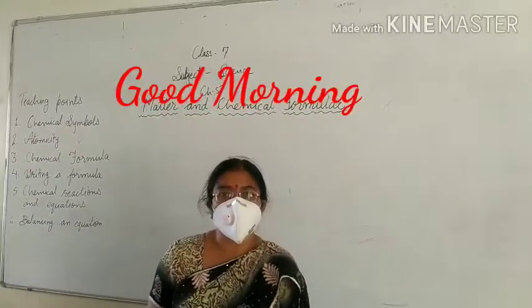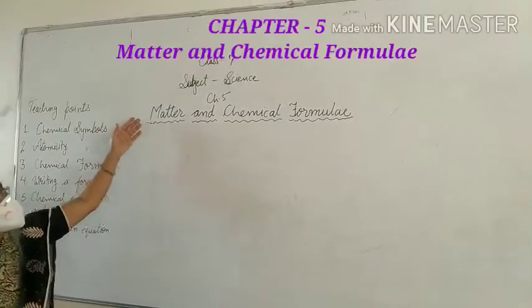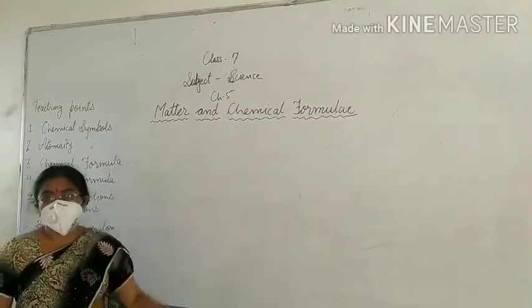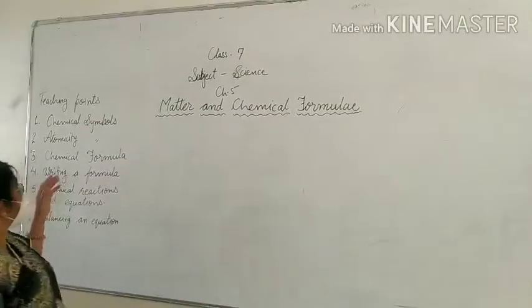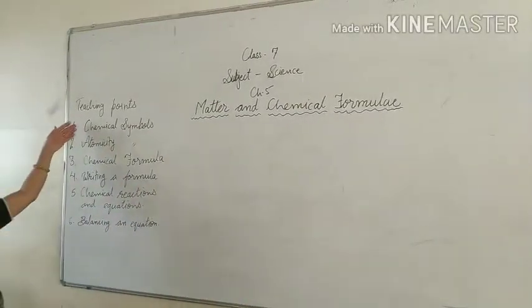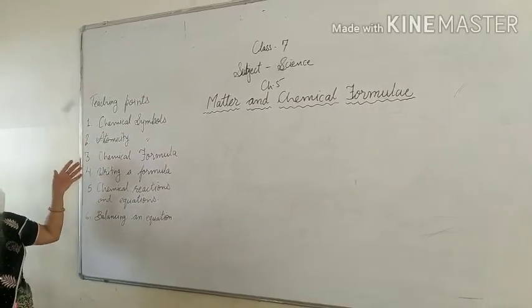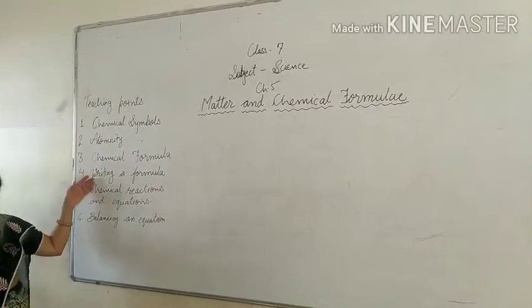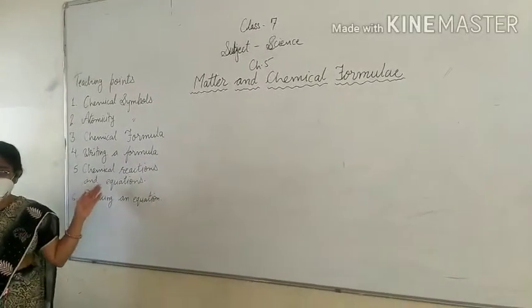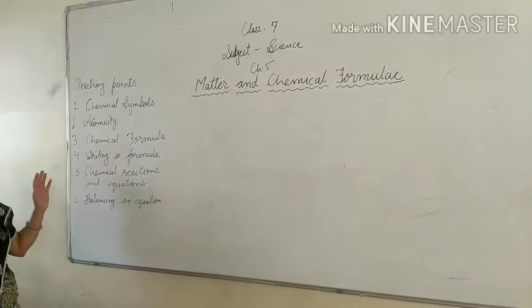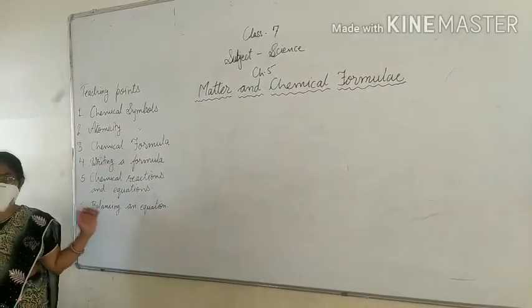Good morning, students. Today we are again taking chapter number 5, matter and chemical formula. Today in this chapter we will cover these points. First, chemical symbols, atomicity, chemical formula, how we can write a formula, what are chemical reactions and how they can be written in the form of equations, and in the last, how a chemical equation can be balanced.